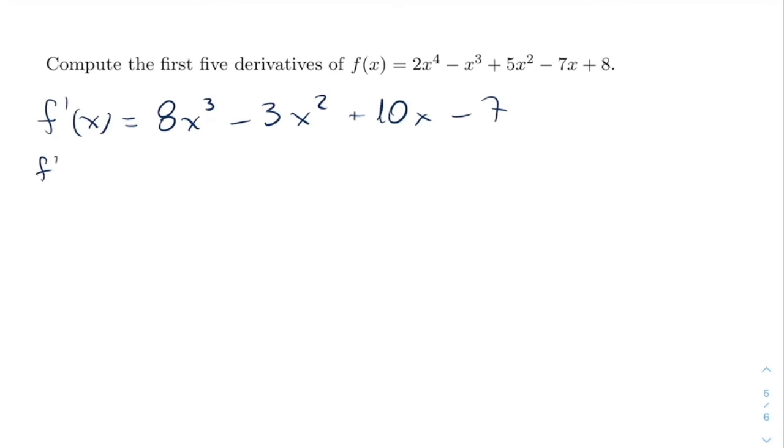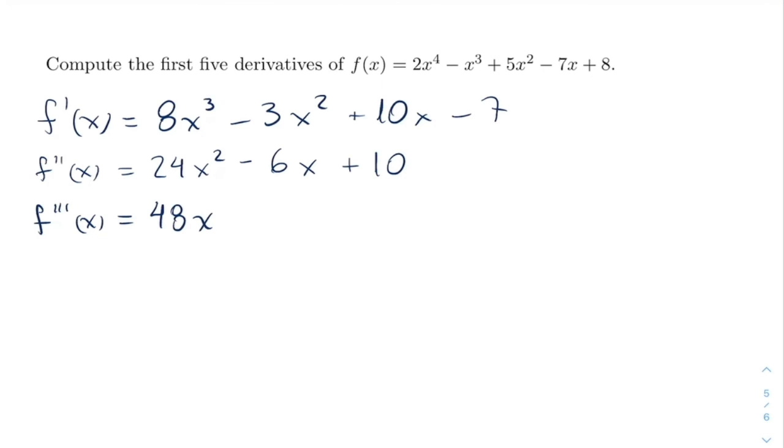Let's go with the second derivative now. The second derivative will be 24x squared minus 6x plus 10 minus 0, right? So maybe we can erase this part. The third derivative will be equal to 48x minus 6.